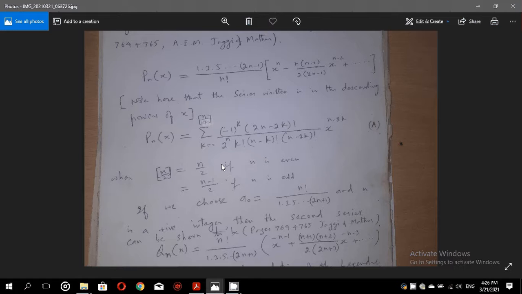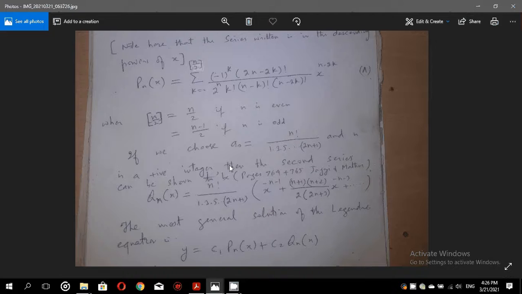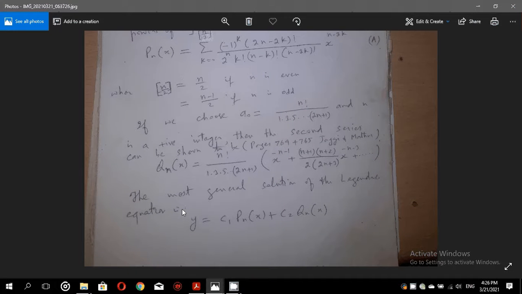The other series, which is infinite, I told you is termed the Legendre function. That has been written here as Qnx. So this Qnx is a Legendre function, and we notice that our total comprehensive solution will consist of a Legendre polynomial Pnx and a Legendre function Qnx, and we can say that the general solution is C1 Pnx plus C2 Qnx.